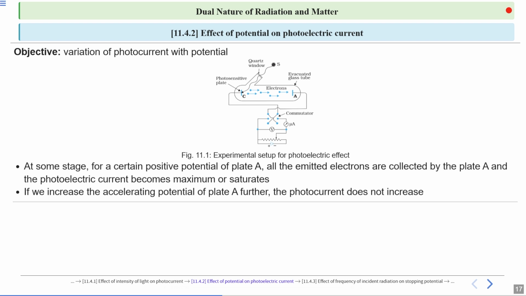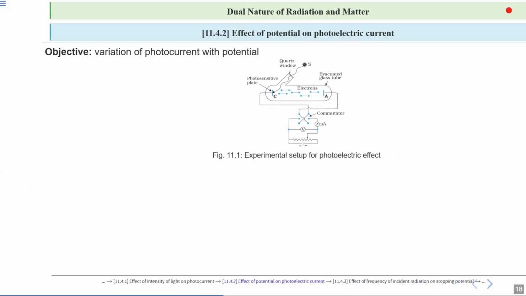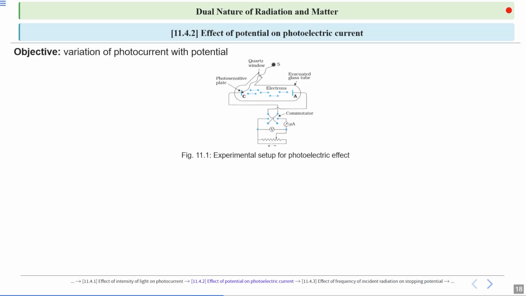This tells us that the number of electrons emitted depends only on the intensity of the incident light, not on the applied voltage beyond saturation. So once we reach saturation, the current stays constant no matter how much more we increase the voltage. All right.